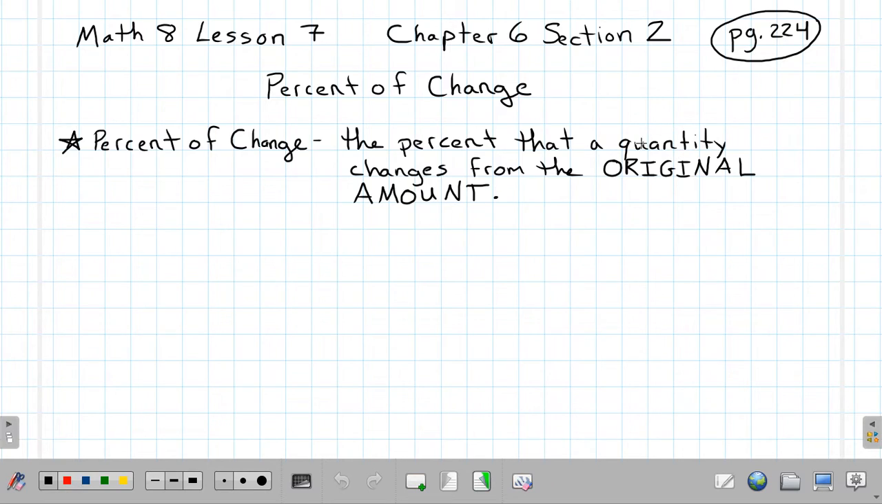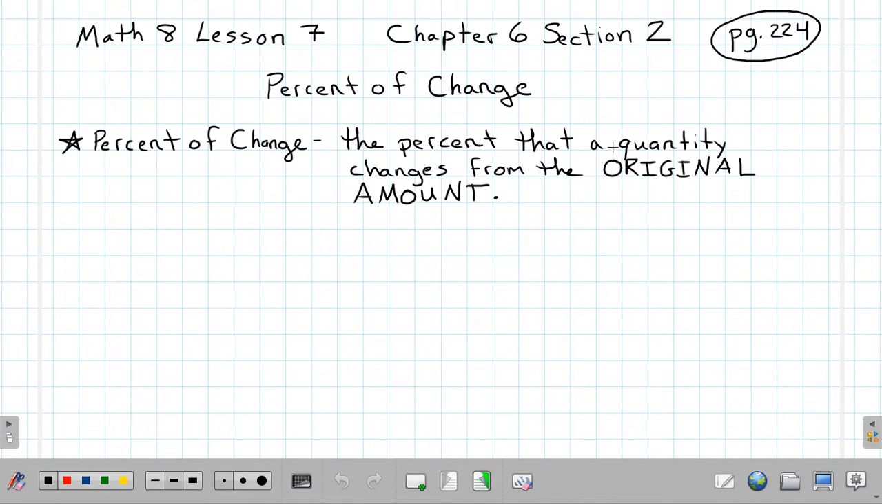As you'll see in the examples, we're going to be talking about hours spent online. Another quantity we could have is number of home runs, or number of books, amount of time spent cleaning, amount of time spent playing video games. Pretty much anything you can count or anything you can find a quantity of, we can talk about in terms of percent of change.